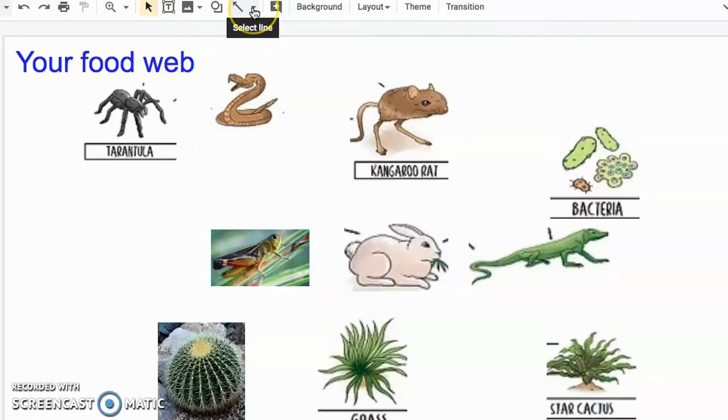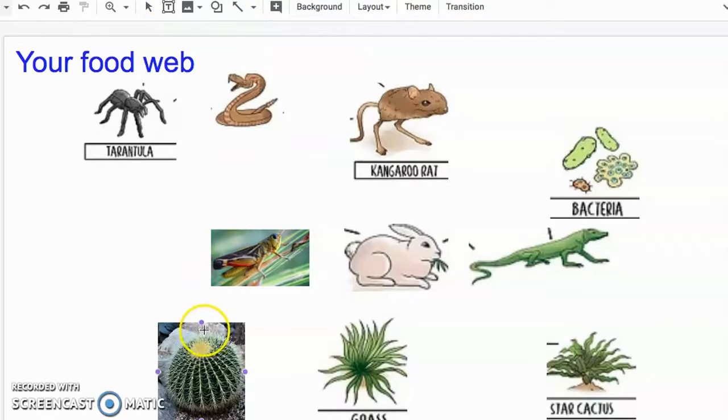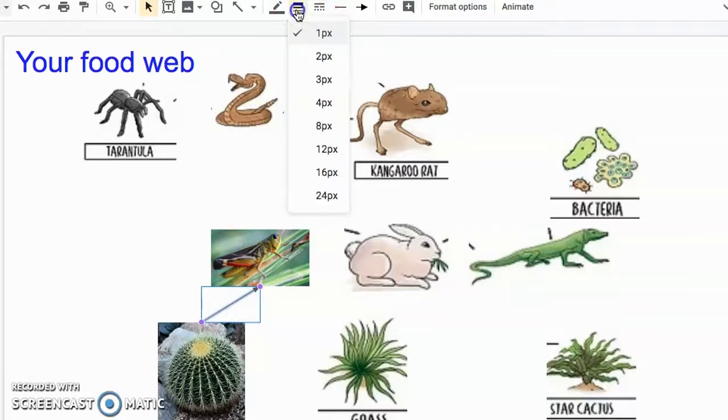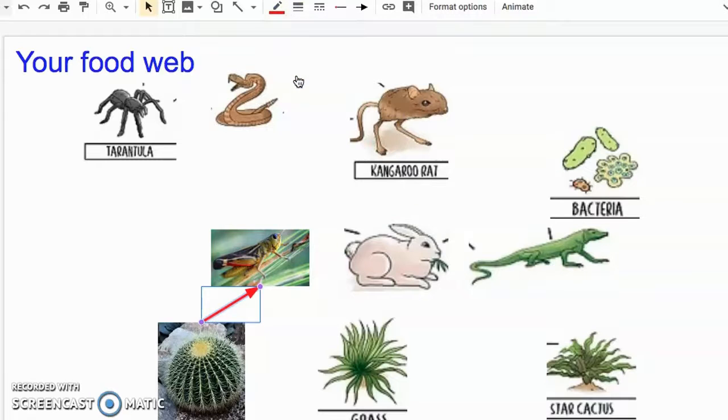If you want to draw an arrow, go up to the top where it says select line and go down to where it says arrow. And remember, you want the arrow to go from what's being eaten to show the energy going up to the thing that's eating it. To make your arrows larger, click on line weight. I like to make them 3 times as big. And then I like to make them bright colors, red or orange, to show the energy flow more easily.